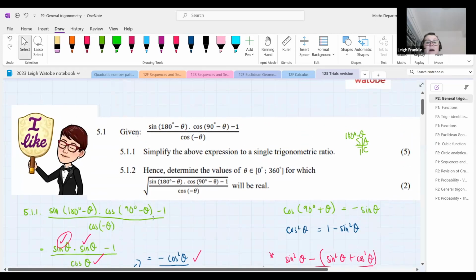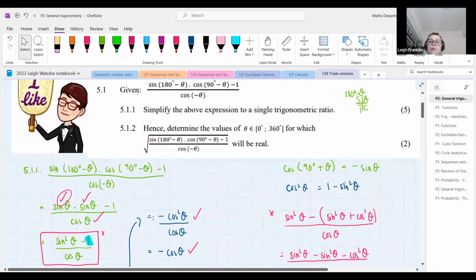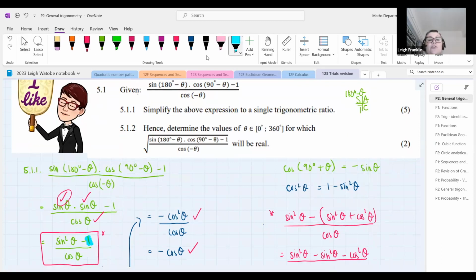So question 5.1.2 begins with the word hence. So in maths, when a question says hence, what do we have to do? When a question says hence, what do we have to do? What do we have to do? Zedalia?